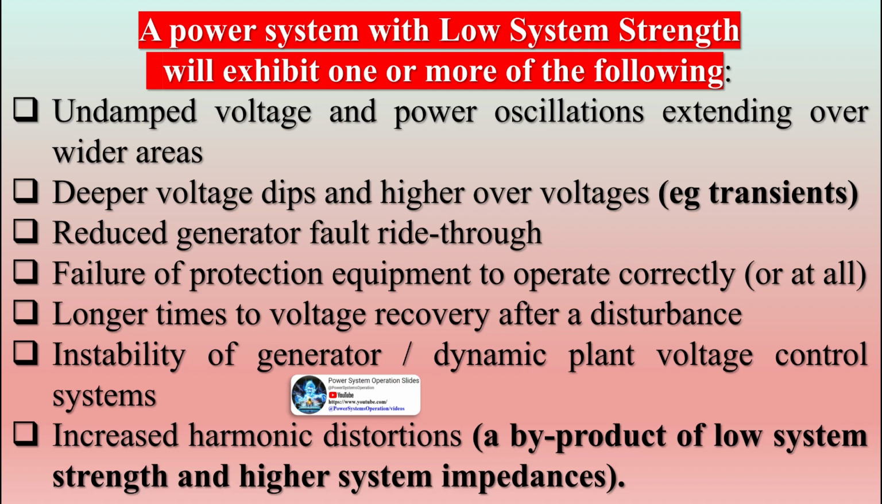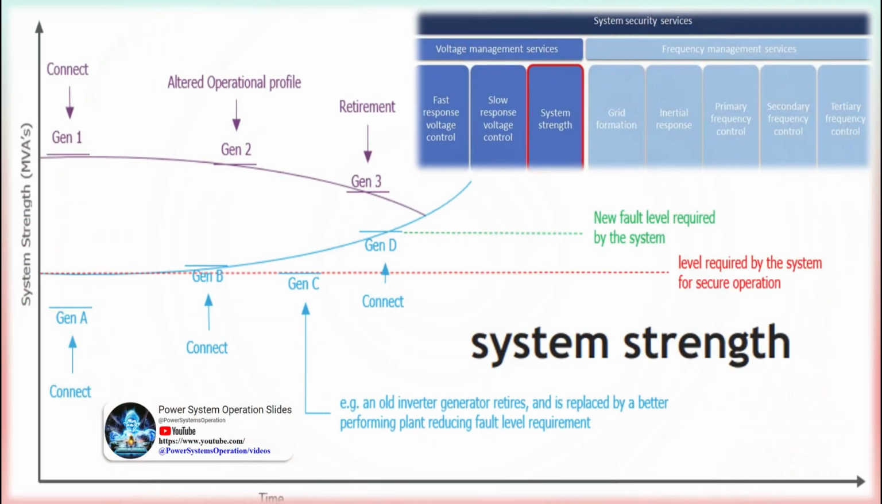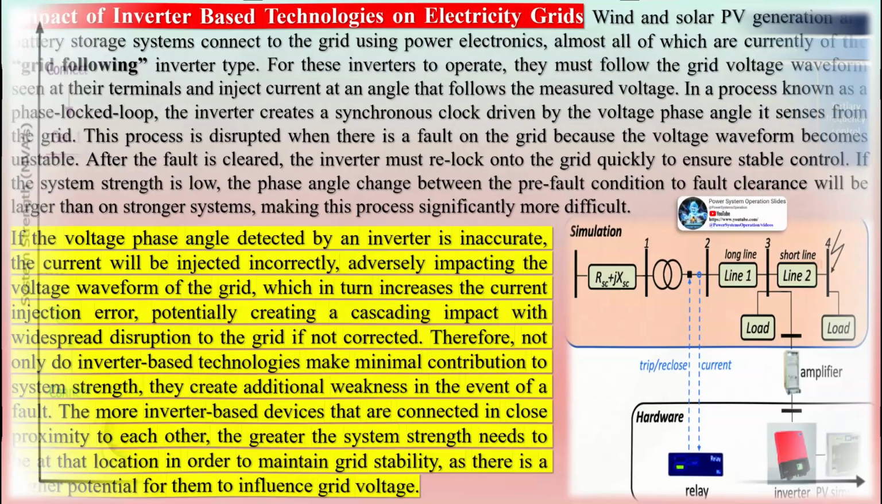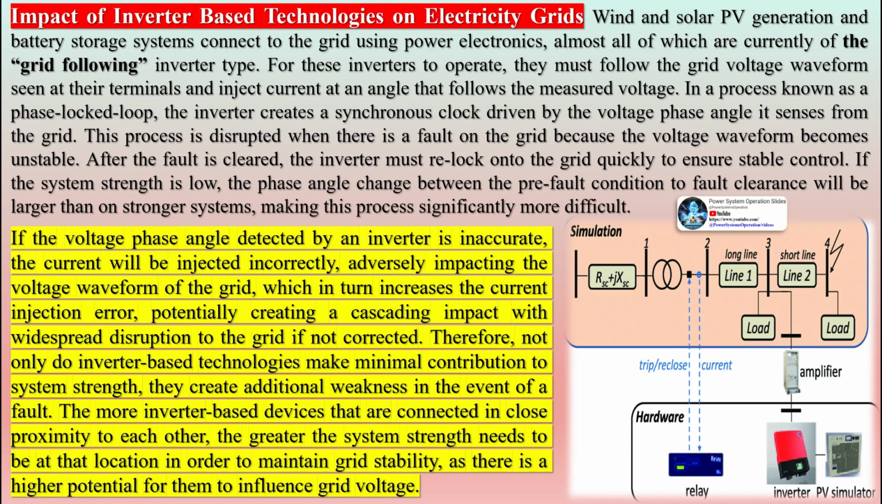A power system with low system strength will exhibit one or more of the following: undamped voltage and power oscillations extending over wider areas, deeper voltage dips and higher overvoltages, e.g. transients, reduced generator fault ride-through, failure of protection equipment to operate correctly or at all, longer times to voltage recovery after a disturbance, instability of generator dynamic plant voltage control systems, increased harmonic distortions, a byproduct of low system strength, and higher system impedances.